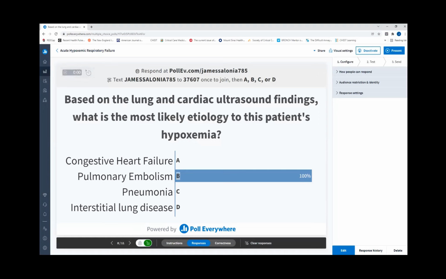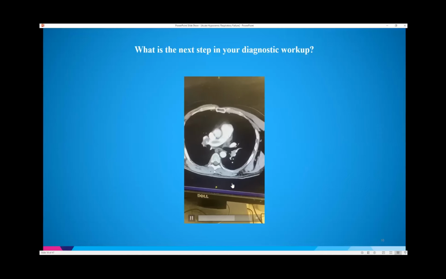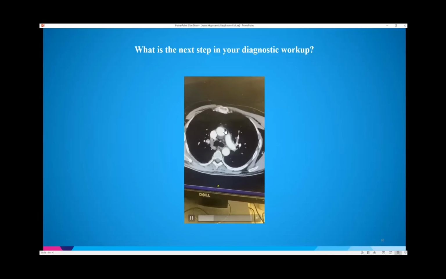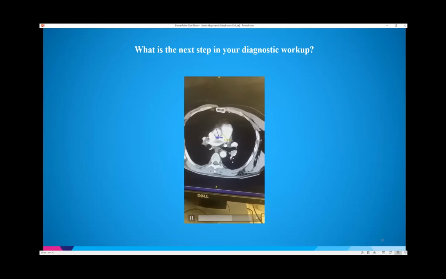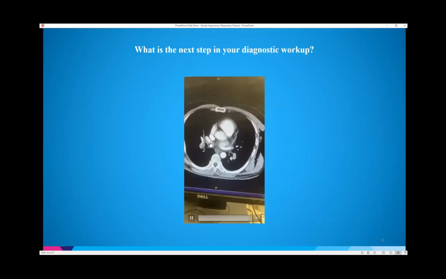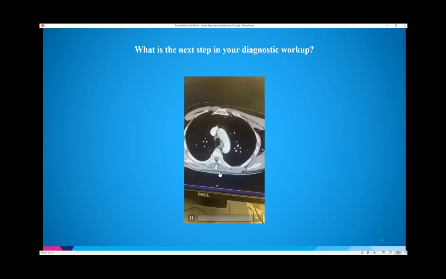So why don't we just go back real quick so I can point out the PE. This is the CTA. Again, this is the ascending aorta. Here's the pulmonary artery, the left and right. Here you can see that echogenic material within the distal right and left main pulmonary artery.